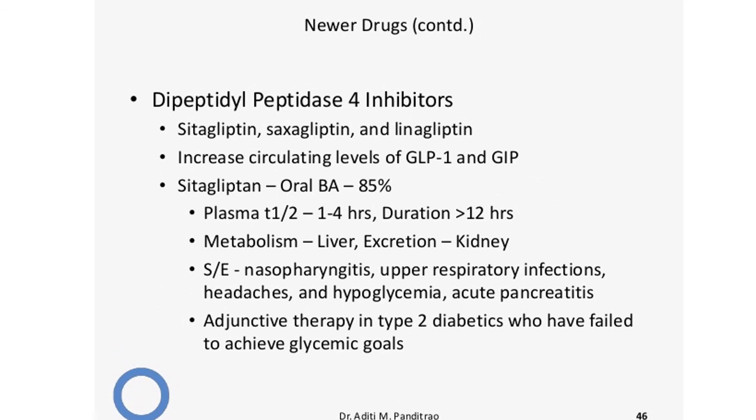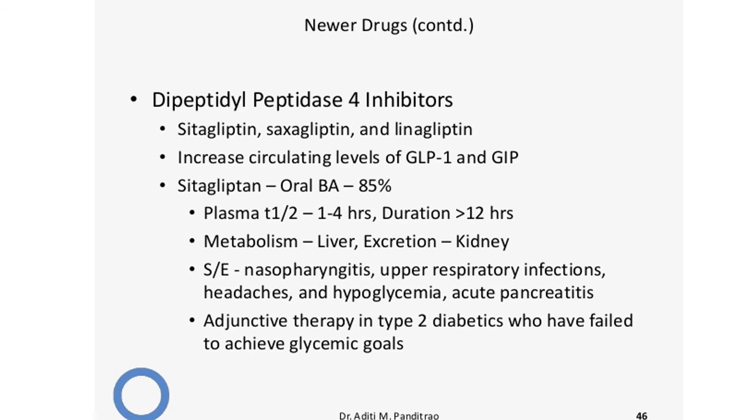Another drug class is dipeptidyl peptidase 4 inhibitors. And these drugs are sitagliptin, saxagliptin and linagliptin. These drugs increase the circulating levels of GLP-1 and GIP. What are these? I have told you that these are the normal hormones that are being secreted by your intestinal tract and they potentiate the effect of insulin. They increase the release of insulin from the preformed insulin vesicles.